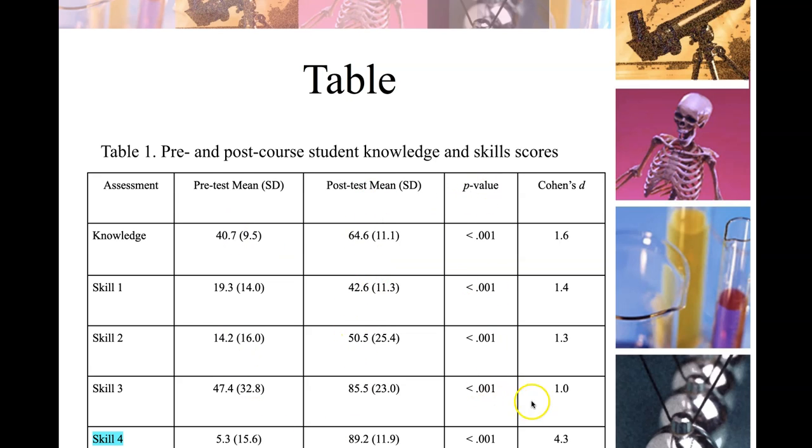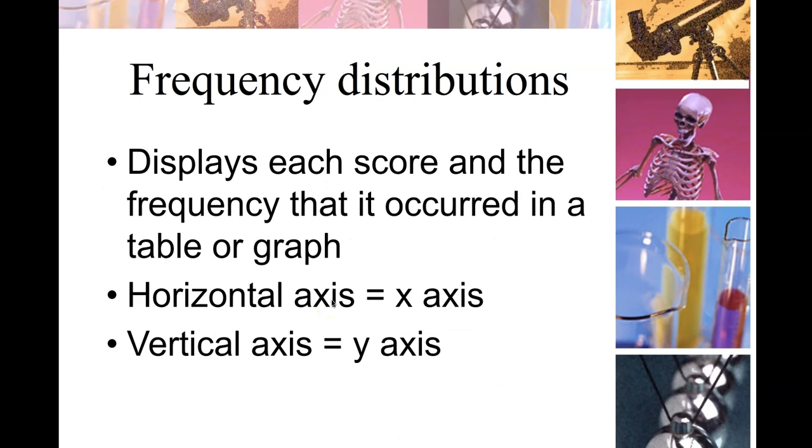The p-value and the Cohen's d are going to be inferential statistics, which we'll talk about later. But when we're just talking about descriptive, here's their score, here's the average score, here's the standard deviation, here are the raw numbers, here's the data. And again, these are test scores, so what type of data is it? Is it nominal? Is it ordinal? Is it interval or ratio? Remember, test scores are going to be interval data.